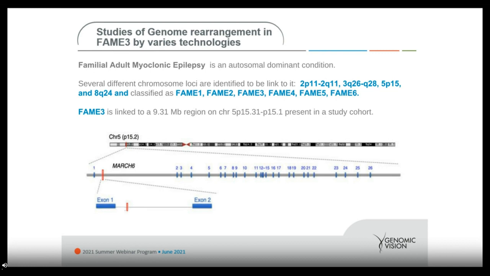In this case, for FAME3, it is 9.3 megabase long, and this occurs on chromosome 5p. Specifically, it is within a gene called MARCH6, between two exons. We have exon 1 and exon 2, and then these intronic parts where, in red, you can see the actual site where the repeat insertion can happen.